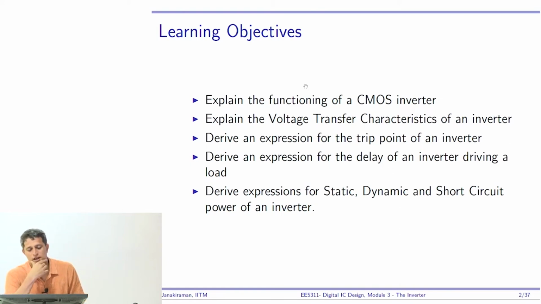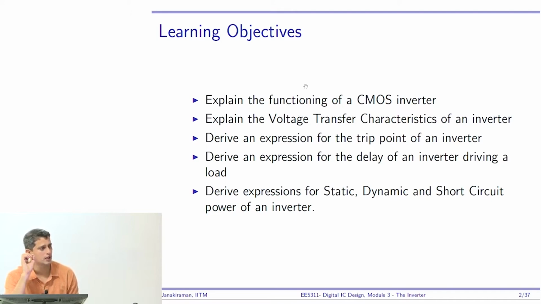You should be able to explain the functioning of a CMOS inverter, which means that if there is a transient input signal going from low to high or high to low, you should be able to tell me how the output signal of the inverter will go. Explain the voltage transfer characteristics of an inverter, which means basically the V out versus V in. When I sweep V in from 0 to VDD, you should be able to tell me what will happen to V out, what regions of operation each transistor will go through, what the points of transition are, and so on. You should be able to derive an expression for the trip point of an inverter.